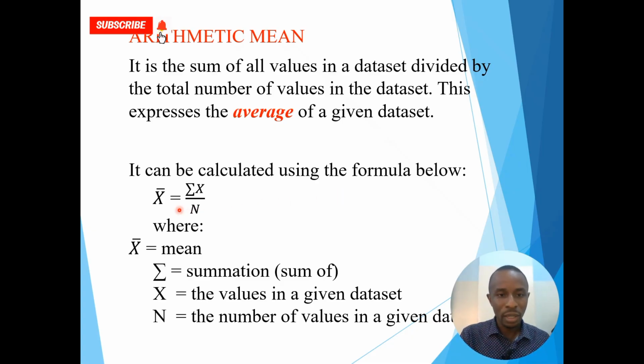The formula written here, x bar equals summation x over n, is for ungrouped data. That's where you have few numbers. X bar is the arithmetic mean. This is summation, that's sum of. X talks about the values in a given data set, that's the numbers, and n is the number of values in a given data set.